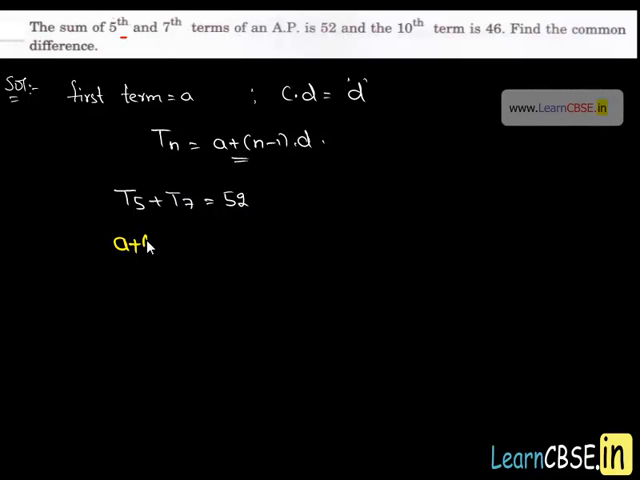We have a plus 5 minus 1 times d, which is 5th term. Similarly, a plus 7 minus 1 times d, which is 7th term, and the sum is 52. Let's simplify this. Here we have a plus a, which is 2a. 5 minus 1 is 4 and 7 minus 1 is 6. Therefore 4d plus 6d is 10d. On right hand side we have 52.